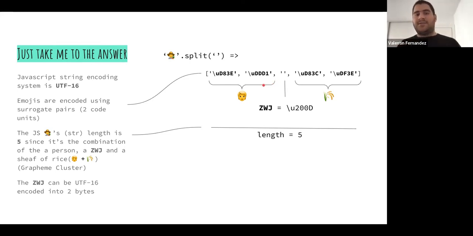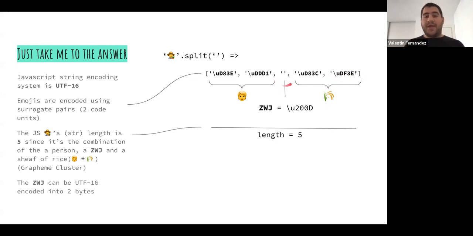We already see that some emojis are the result of the combination of other emojis, right? As the woman in a wheelchair, that's a grapheme cluster, but some others just exist by themselves. In this case, the farmer emoji is a grapheme cluster, and is the result of a combination of an emoji of a man plus a zero width joiner and a sheaf of rice, right? So that's zero width joiner.